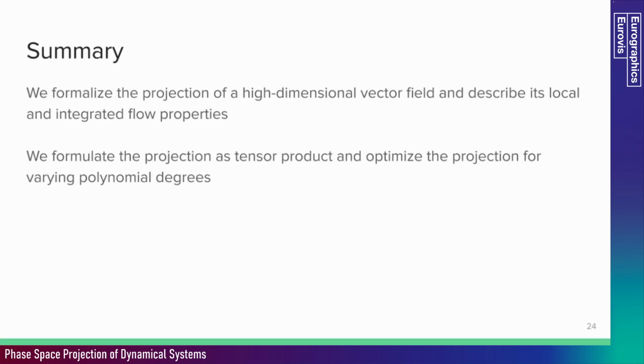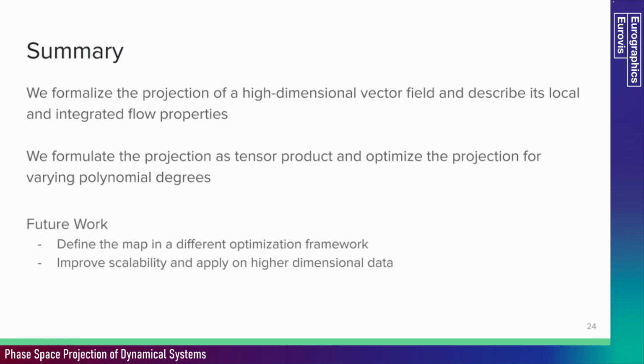In summary, we formalize the projection of a high-dimensional vector field and describe its local and integrated flow properties. We formulate the projection as a tensor product and optimize the projection for varying polynomial degrees. In the future, we would like to explore different optimization schemes that could be used to optimize the projection map, as well as work with higher dimensional data and improve overall scalability and performance.